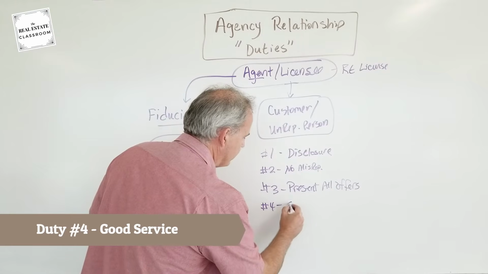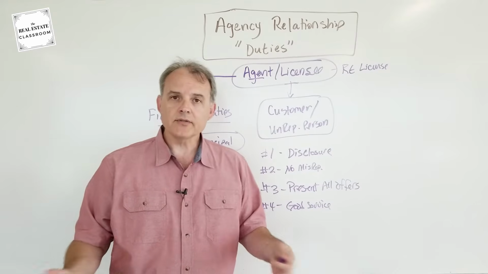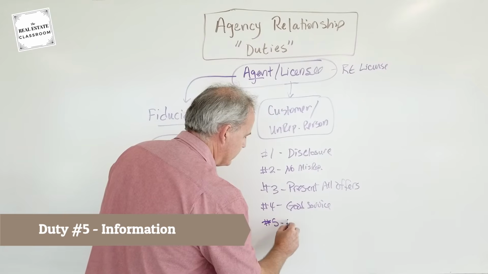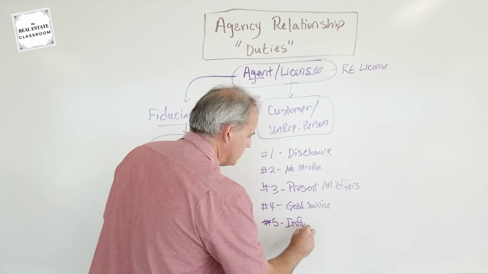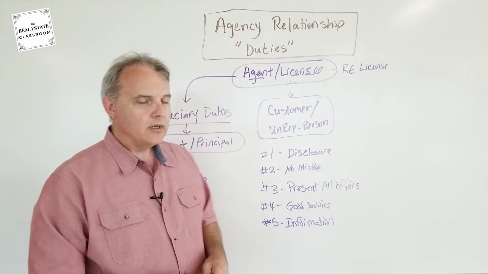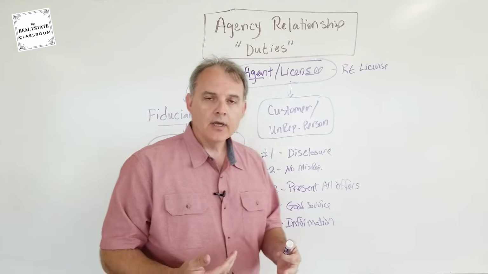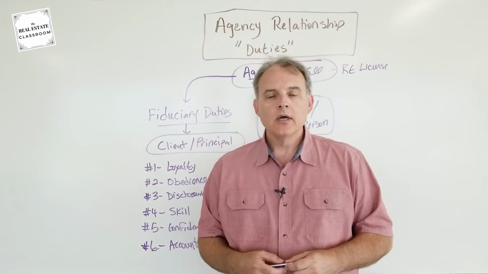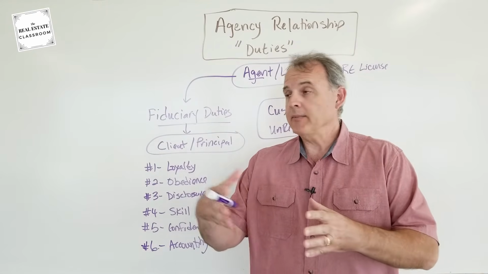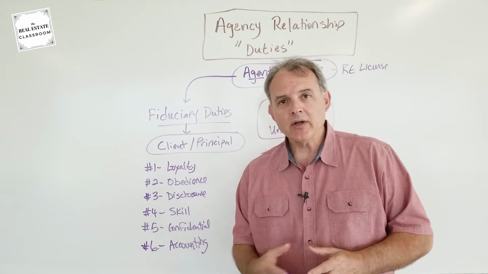Number 4, provide good service. Good customer service. I have an obligation to do that. Honest, good customer service. And the last one is provide information. I have a duty to provide information not only about the house, or things that are relevant to the transaction that aren't confidential information about my client. And where we might see this is information, for example, about the house: how many bedrooms, how many bathrooms, how many garage bays are there, information about covenants and so forth.